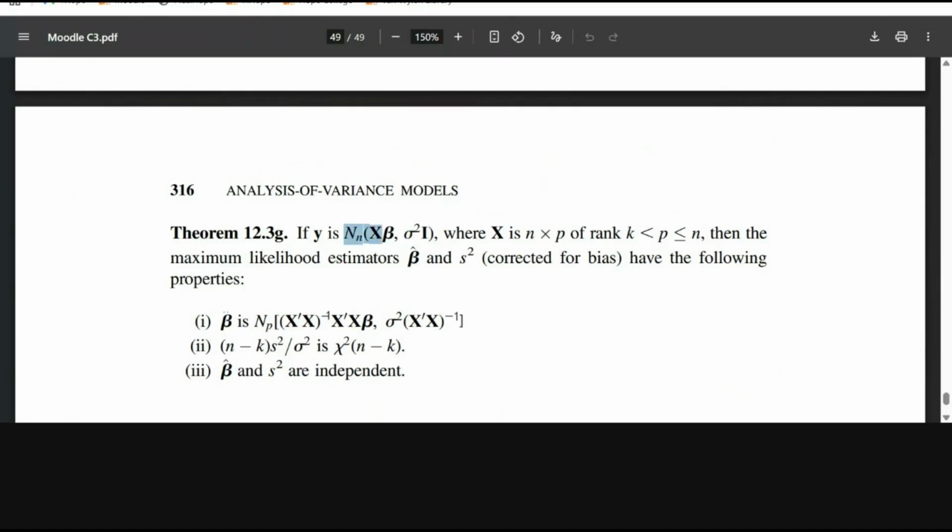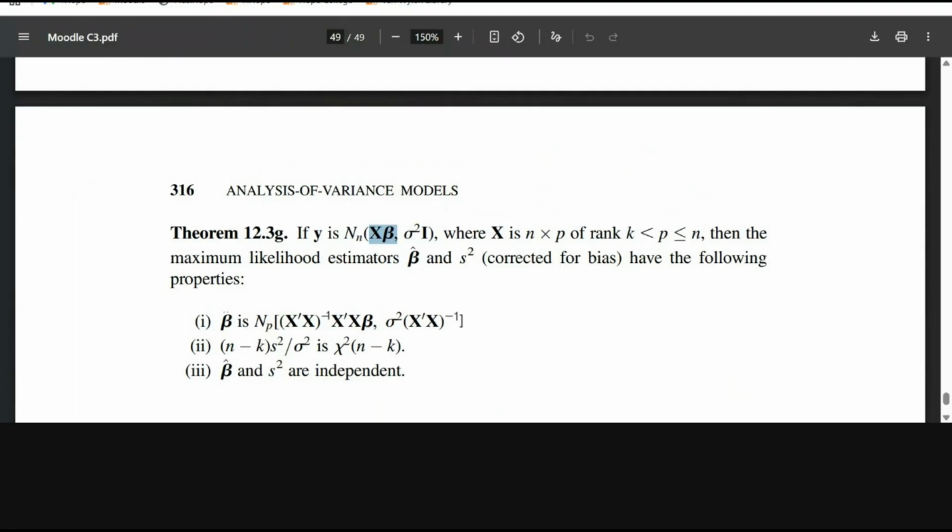Is it confusing to you why the mean of y is x beta? Isn't it correct? In a linear model, what does it say? A linear model says y is x beta plus epsilon. Once again, what happens if I take E of everything? This is constant, so I get this. And by assumption, E of epsilon is 0.